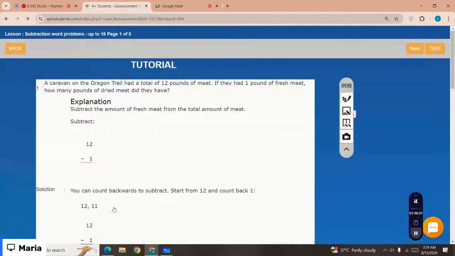A caravan on the Oregon Trail had a total of 12 pounds of meat. If they had 1 pound of fresh meat, how many pounds of dried meat do they have? So the total meat they have is 12 pounds, right? And 1 pound is the fresh meat. You need to calculate the one that is dried meat.